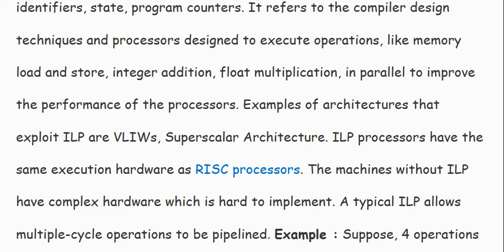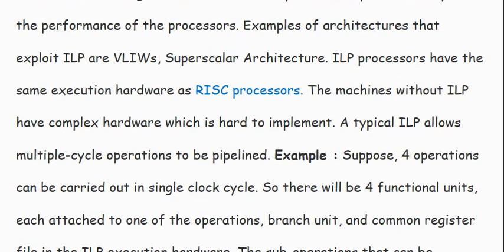ILP processors have the same execution hardware as RISC processors. The machines without ILP have complex hardware which is hard to implement. A typical ILP allows multiple cycle operations to be pipelined.